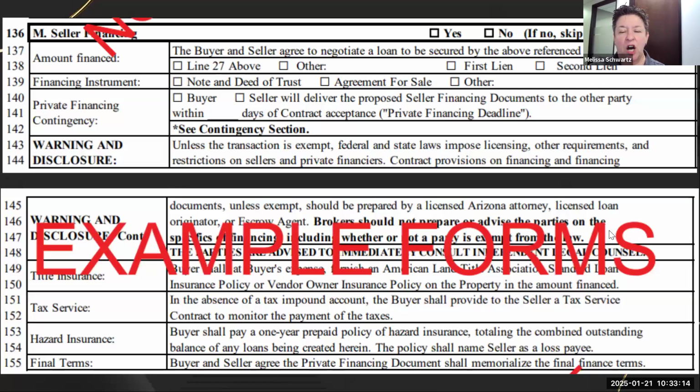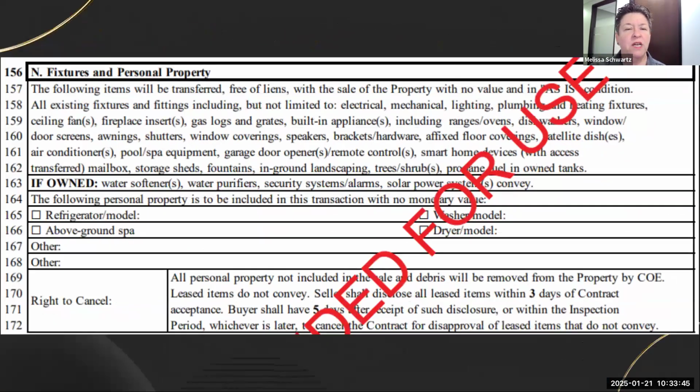Title insurance, buyer shall at buyer's expense furnish an ALTA policy. Brokers should not prepare or advise the parties on specifics of financing, including whether or not a party is exempt from the law. That's a good, I like that. That's a good warning to our agents. This is again talking about insurance and then final terms on private financing. Kind of weird they're bouncing around there, but that's what the form is.